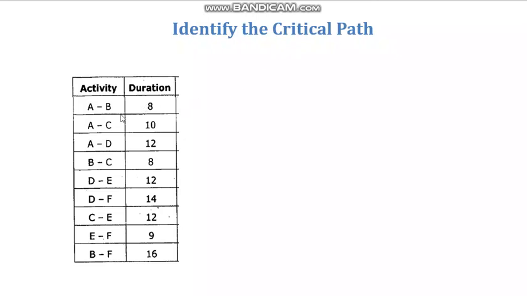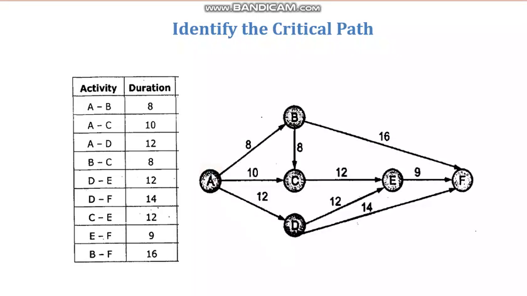Now here this table is given. The activities are given. A to B is one activity, A to C is another activity, A to D is the third activity, like that. So many activities are given and their duration is given. Now if you draw the network diagram, it will look like this.